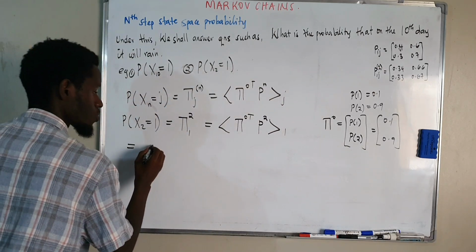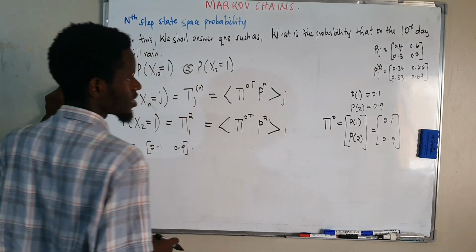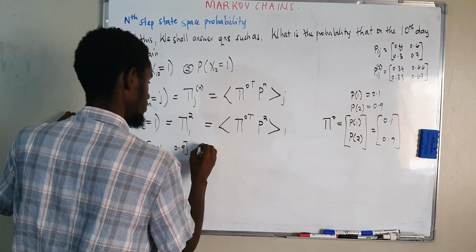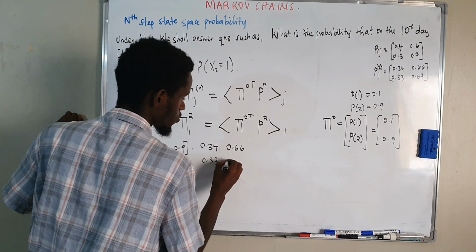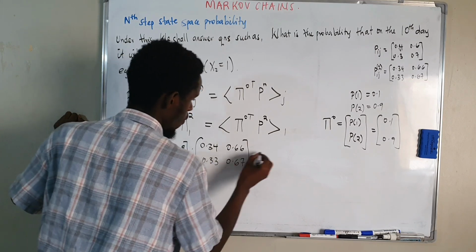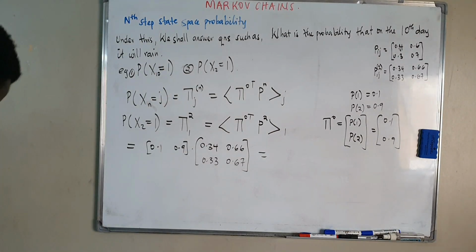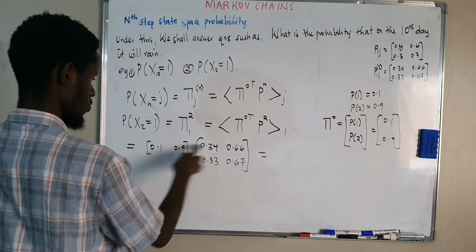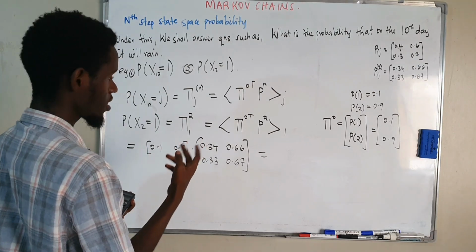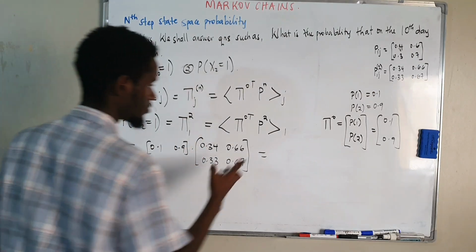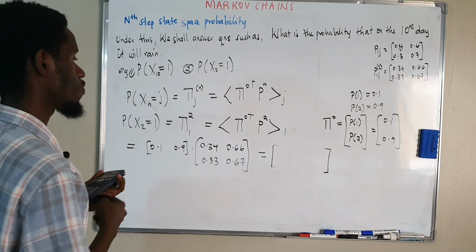Therefore, the transpose is going to be 0.1, then 0.9, times the probability p squared. Our p squared, we got it as 0.34, and then 0.66, then 0.33, and then 0.67. Now, if we multiply these two, we get our answer here, and then you just need to read the first entry of that matrix. Now you're saying this is a 1 by 2, and then this is a 2 by 2. Therefore, we have a 1 by 2 again, so we have our 1 by 2 matrix as our answer. Therefore, we can easily now read off the first element, the first entry, which is 1 here.